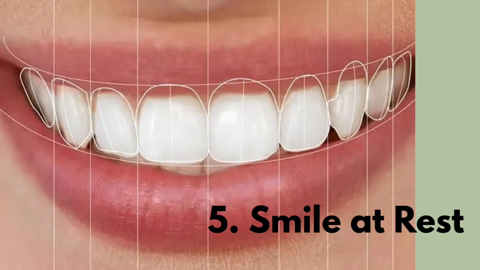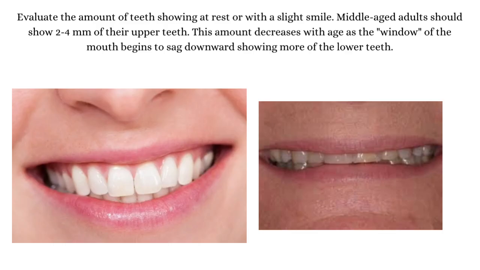5. Smile at rest. When your face is relaxed, not smiling fully, a little bit of your upper front teeth should naturally show, usually 2 to 4 mm. Younger people usually show more of their upper teeth when their mouth is at rest. As we get older, the lips might droop slightly, and less of the upper teeth and more of the lower teeth start to show. Why it matters? How much of your teeth show at rest affects how youthful and balanced your smile looks.